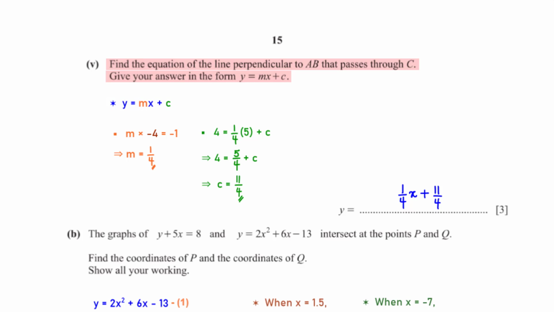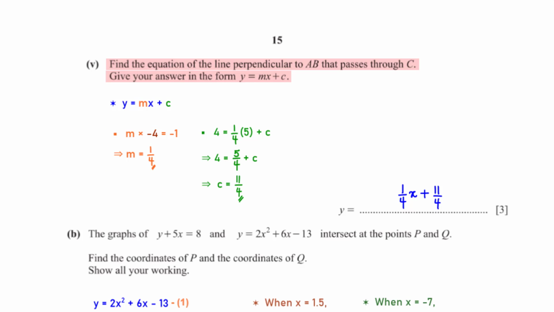If this line is perpendicular to AB, then it means the product of the gradient of this line and the gradient of line AB, which is negative 4, must be equal to negative 1. When we divide both sides by negative 4, we get the gradient of the line to be 1 over 4.